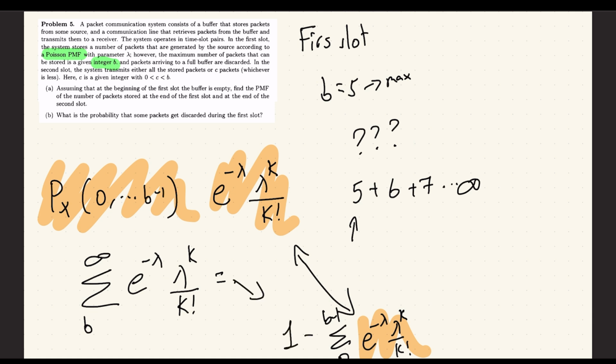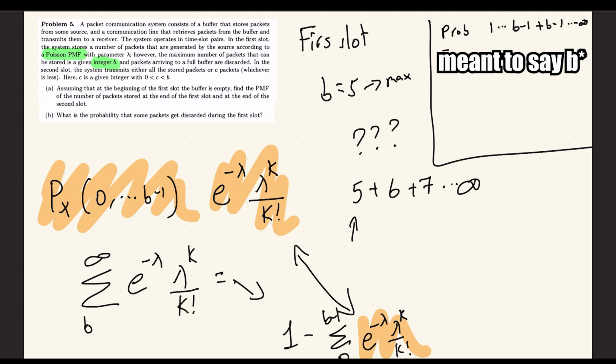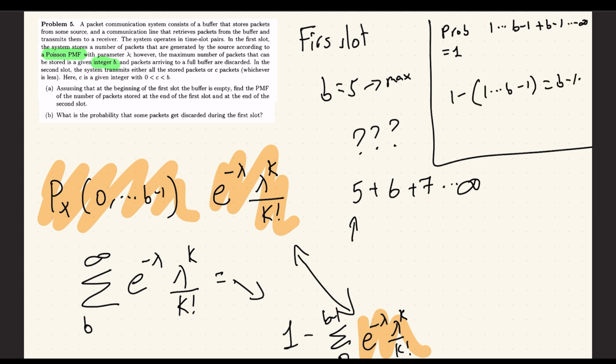So again, okay, that might have been a bit confusing. We can say the probability of 1 to b minus 1 plus b minus 1 to infinity is equal to 1, the probabilities. So we can say 1 minus all of the probabilities from b minus 1 is equal to the probability of b minus 1 to infinity.